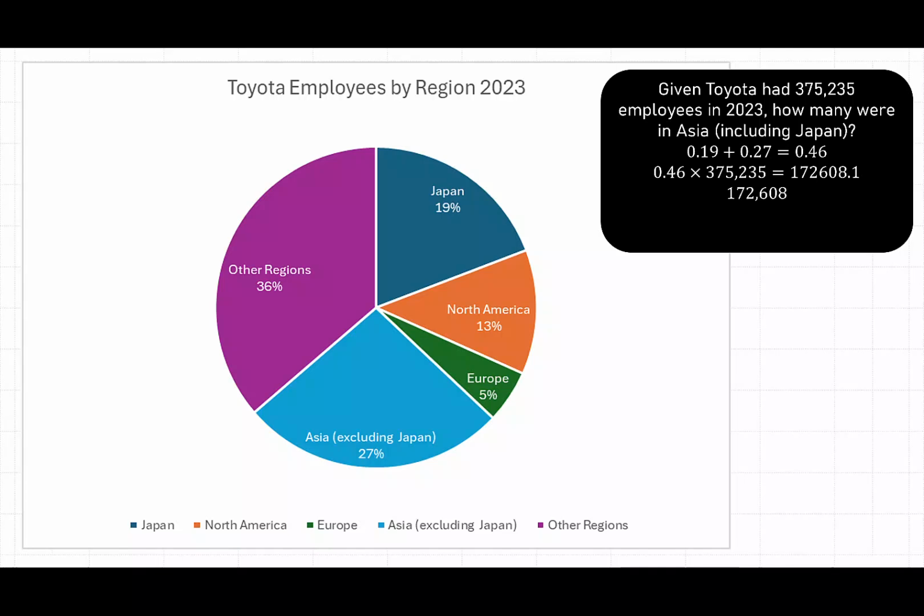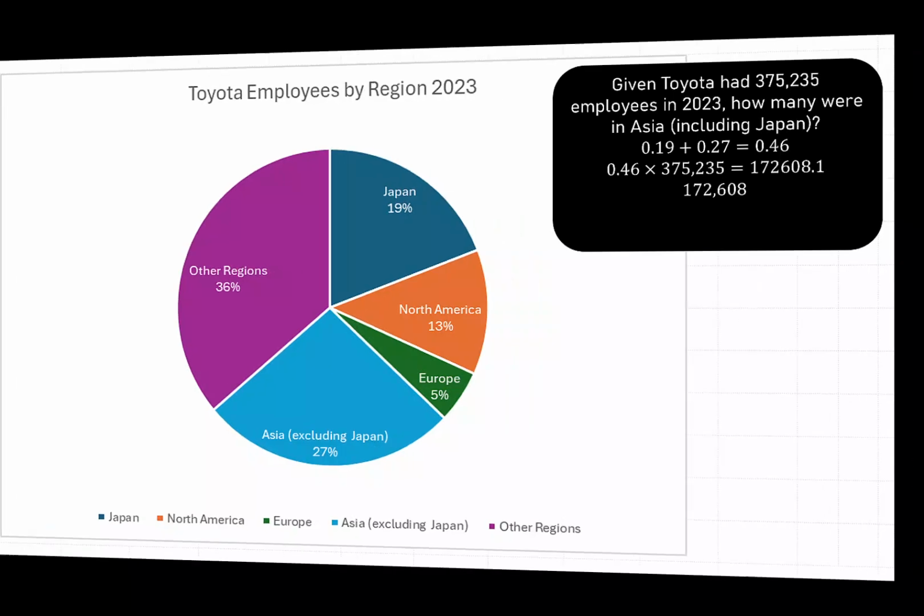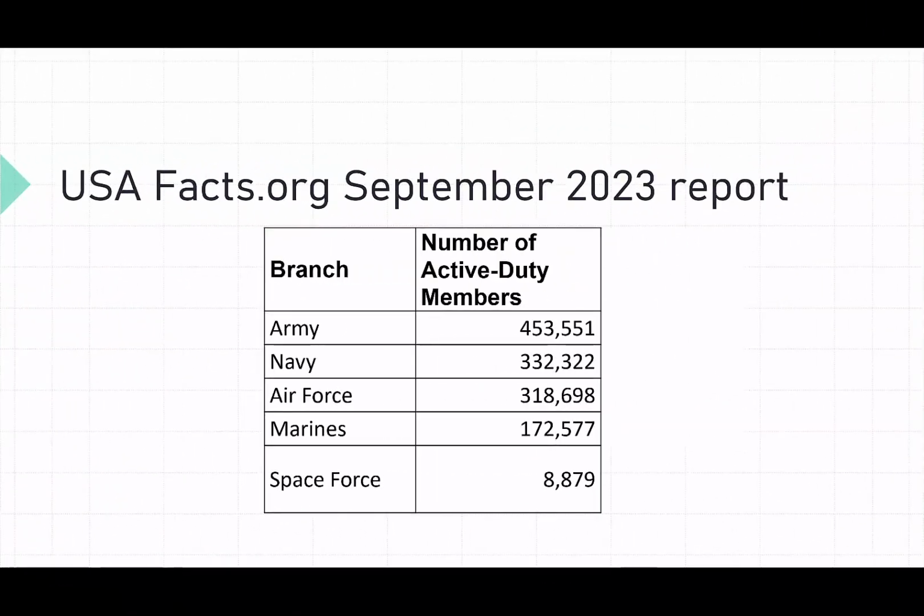So now let's flip it around and let's create our own pie chart. We're going to use information from usafacts.org, which said in September of 2023, we had 453,551 active duty members of the Army, 332,322 active duty members of the Navy, 318,698 active duty Air Force members, 172,577 Marines, and then 8,879 members of the Space Force.